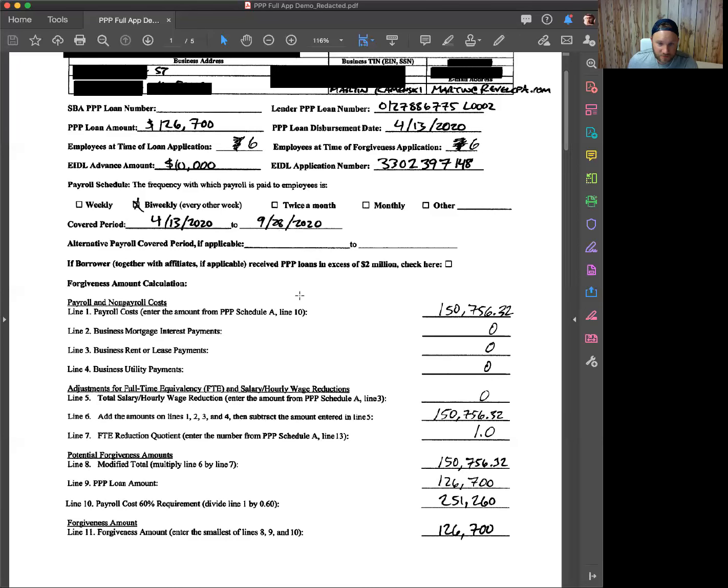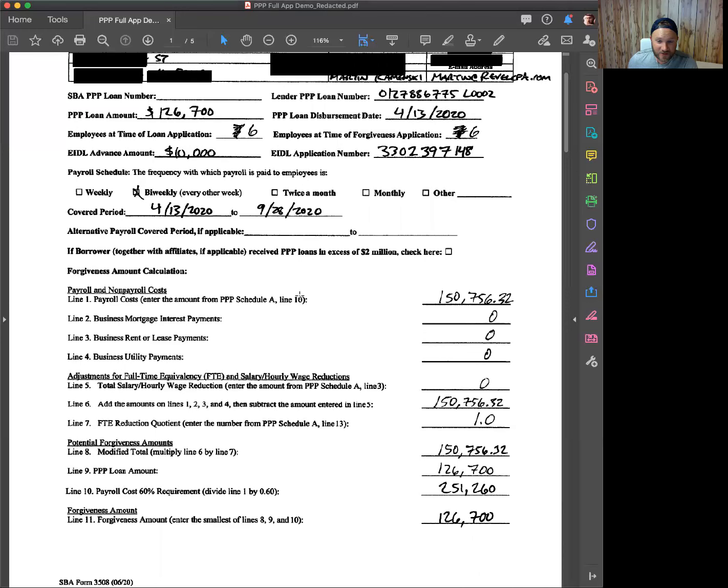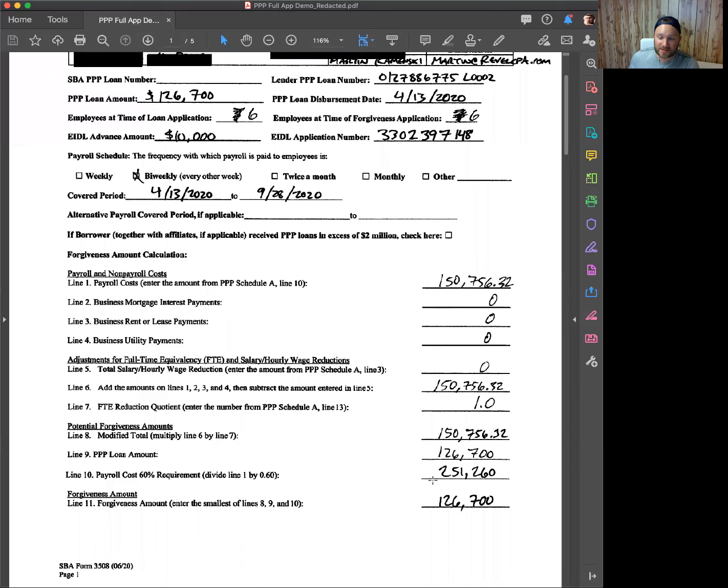All right. Next, we have the summary of all the other information. So we're going to stop here, like I said. And I'm sorry, one other thing. If the borrower, together with affiliates, received loans in excess of $2 million, check this box, okay? If you received loans in excess of $2 million, my guess is you are not watching this YouTube video trying to understand how to fill out this form, and instead someone else, namely a very expensive firm, is getting paid to do that for you. So I skipped right over that, but if that applies to you, check that box. Now, we're not going to go into the summaries right away.